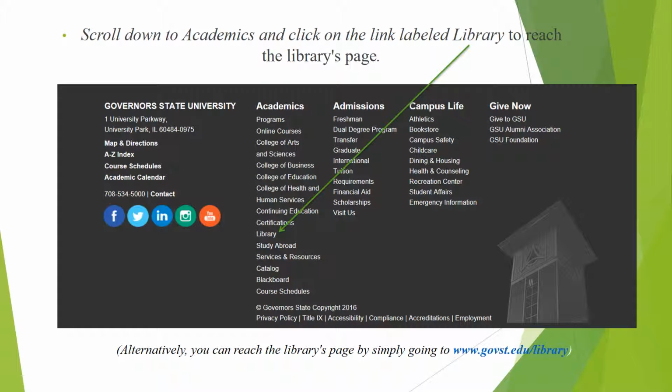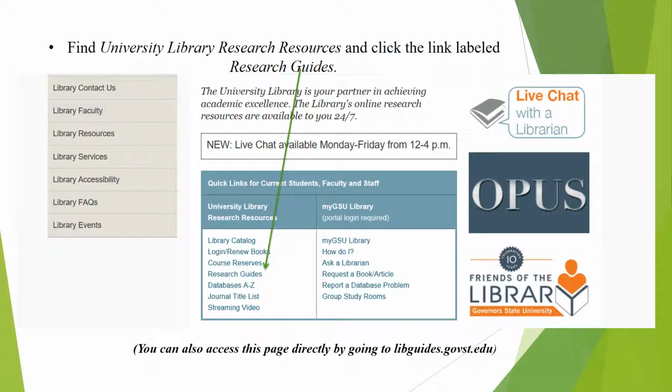Next, scroll down to Academics and then click on the link labeled Library to reach the library's page. When you have reached the library's page, find the section labeled University Library Research Resources, and then click the link labeled Research Guides.